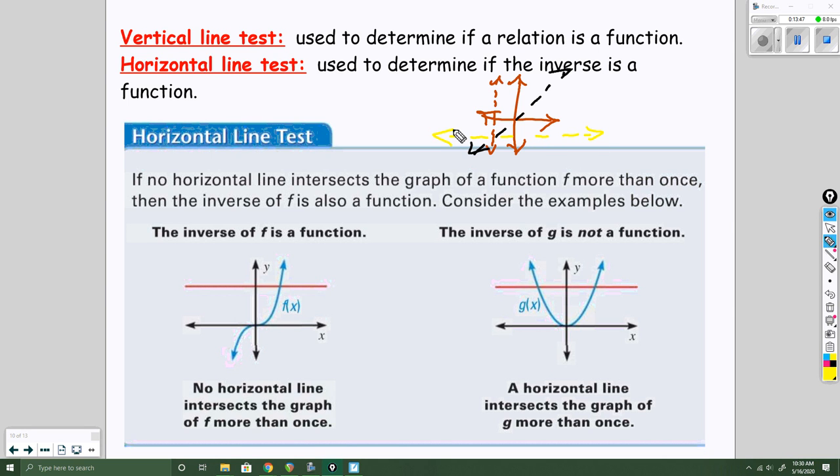So the horizontal line test will allow us to determine whether the inverse is a function. Vertical line test to determine if the original relation is a function, and then horizontal line test to determine if the inverse is a function. Pretty simple there. We want to run a horizontal line throughout this whole graph, and if it ever intersects more than once, then it's not a function. In this case, any horizontal line running through this graph is going to intersect just once. We can tell right away that a horizontal line is going to intersect more than one time, which means that inverse is not a function.